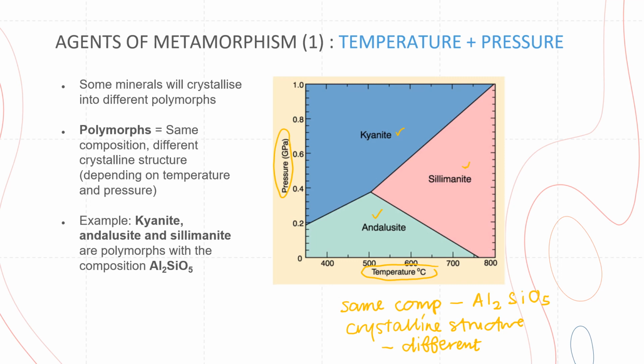We will go more in depth with PT diagrams, so PT graphs or PT diagrams, in a different video, because there is quite a bit to discuss about this. But what you need to know for now is that some minerals will crystallize into different polymorphs, and this is one of the most popular examples. So we have Al2SiO5, and you have three different minerals, which are kyanite, andalusite, and sillimanite.